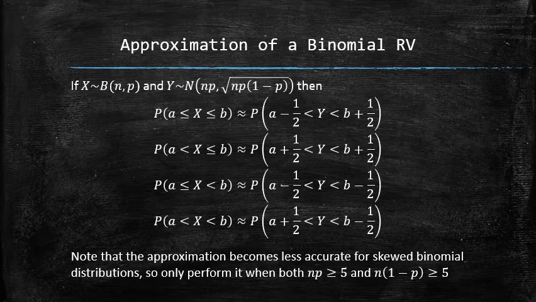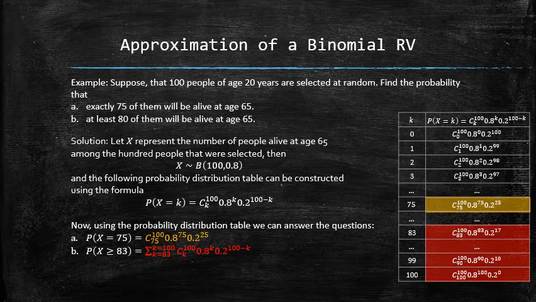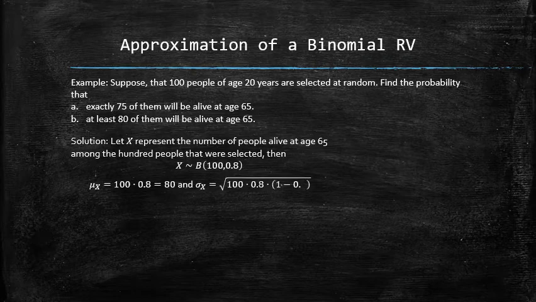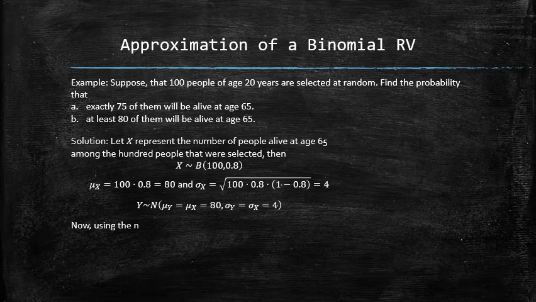Similarly, we can make the following approximations using the correction for continuity. Let's go back to our original problem when we used 100 people instead of 10. This time, instead of looking at the probability distribution table, we will compute the mean and standard deviation of x by using the formulas. And then we define y as a normal random variable with parameters 80 and 4. Now, using the normal random variable y, we can answer the questions.